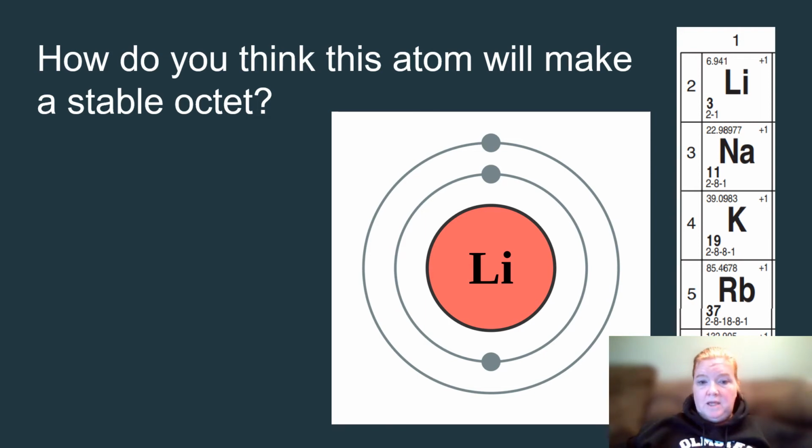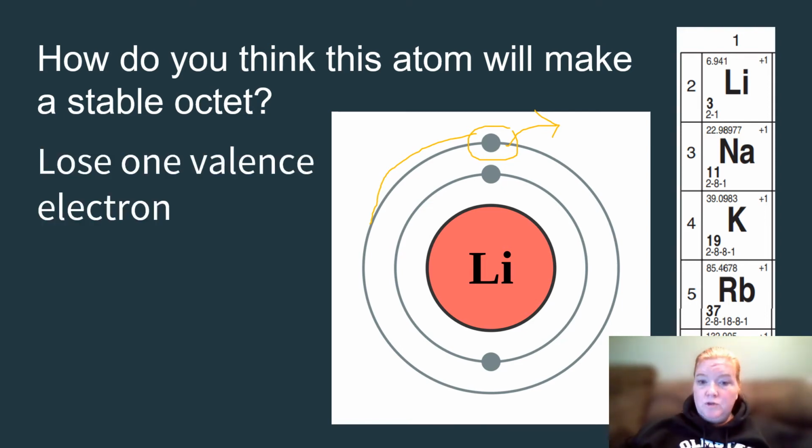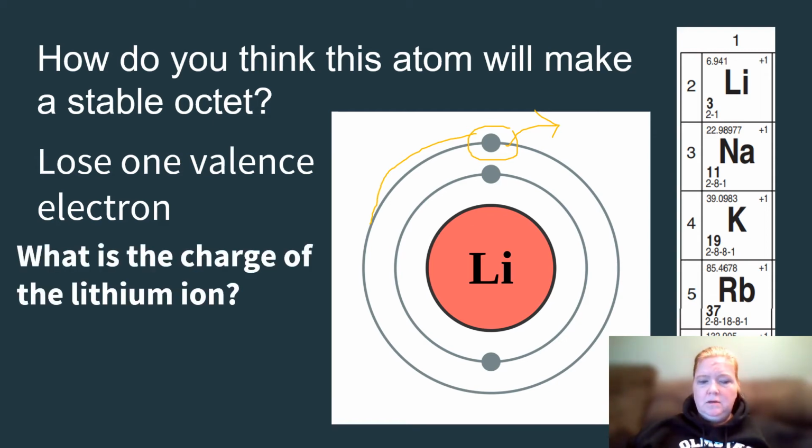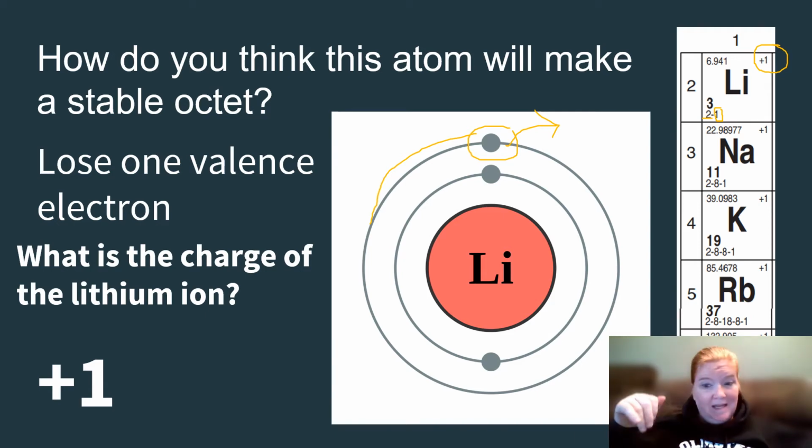So how would this atom make a stable octet? Well, we look at the outermost energy level, and I see 1 valence electron. So it makes sense for it to lose it, right? But I have to check and see what's underneath. Now it doesn't have 8, but it has 2 total. So it is going to lose that valence electron. What is the charge of a lithium ion? So do you see right here? +1. So what happens is it loses this 1 valence electron. So what's left? Yes, 2. But the important piece is 2 total. That's it. There's nothing else.